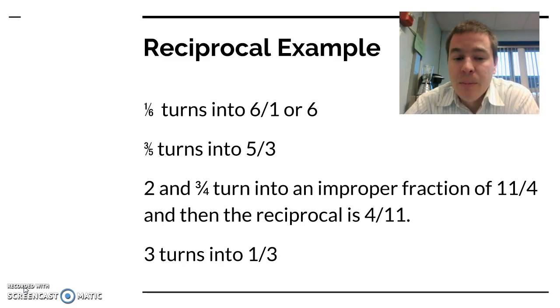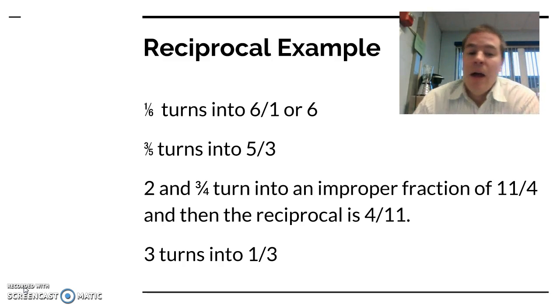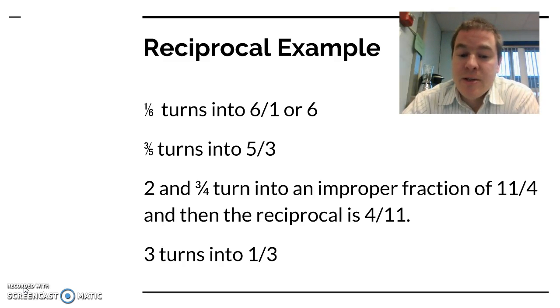Okay. Now, if you have 2 3/4 and need to find its reciprocal, you have to turn it into an improper fraction. So 2 3/4 becomes 11/4: 2 times 4 is 8, plus 3 is 11, so 11/4. The reciprocal of 11/4 is 4/11. So 2 3/4 you turn into an improper fraction, which becomes 11/4, and the reciprocal of that is 4/11. The last one, the number 3, turns into 1/3. The reciprocal of 3 is 1/3.